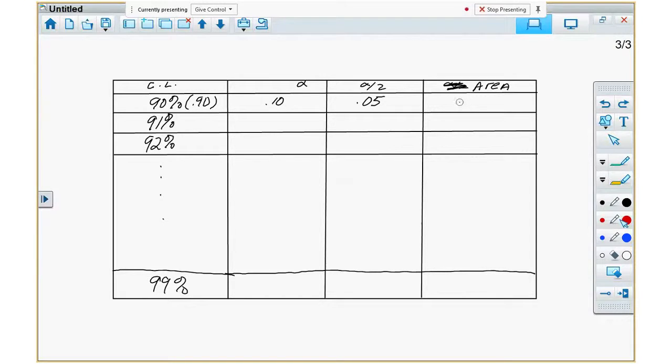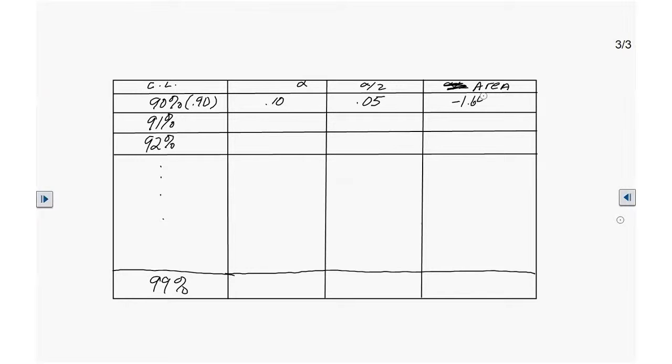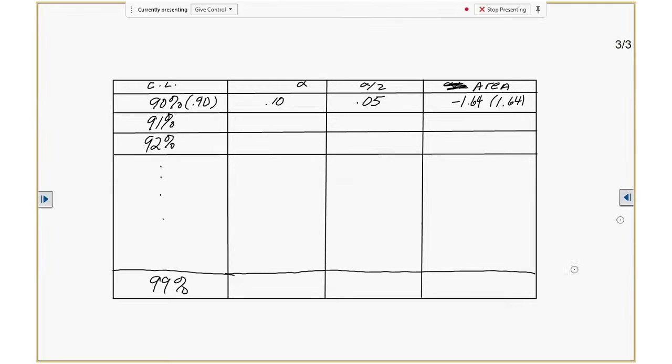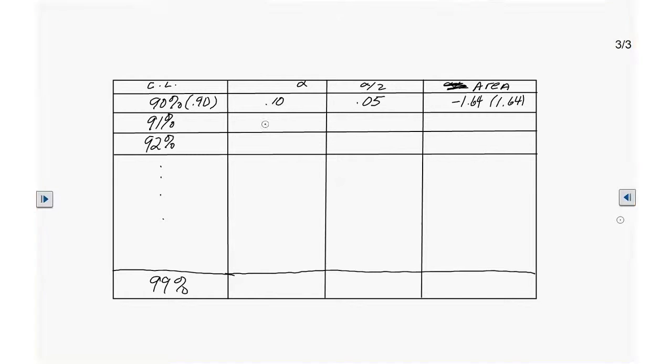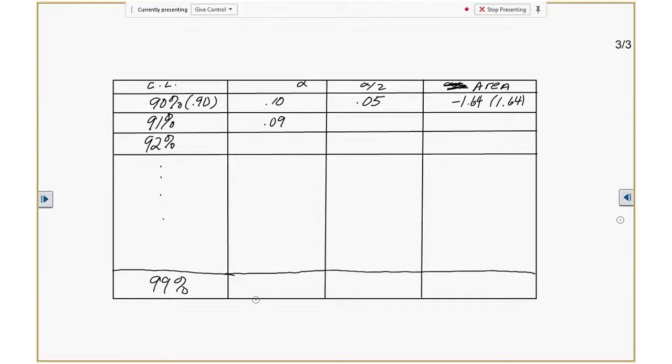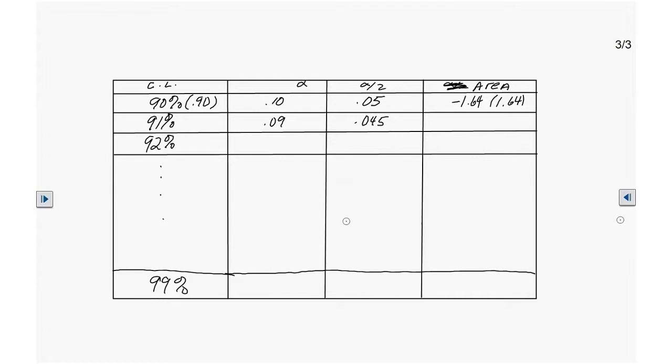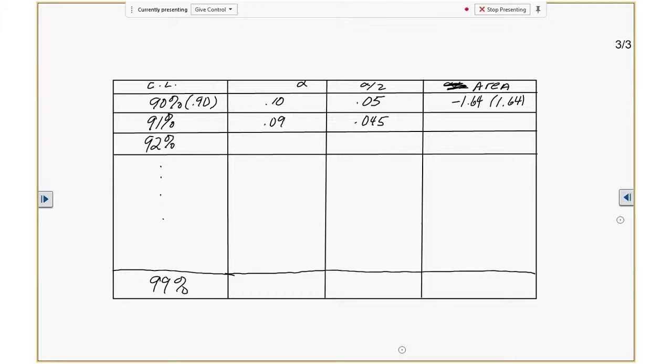Negative 1.64. And they're going to want 1.64 and take the absolute value, that we're getting to that later. So you need to do that with all of these. So 91%, what would be alpha? 0.09. And what would be alpha over 2? 0.045. And then do an inverse norm for 0.045.